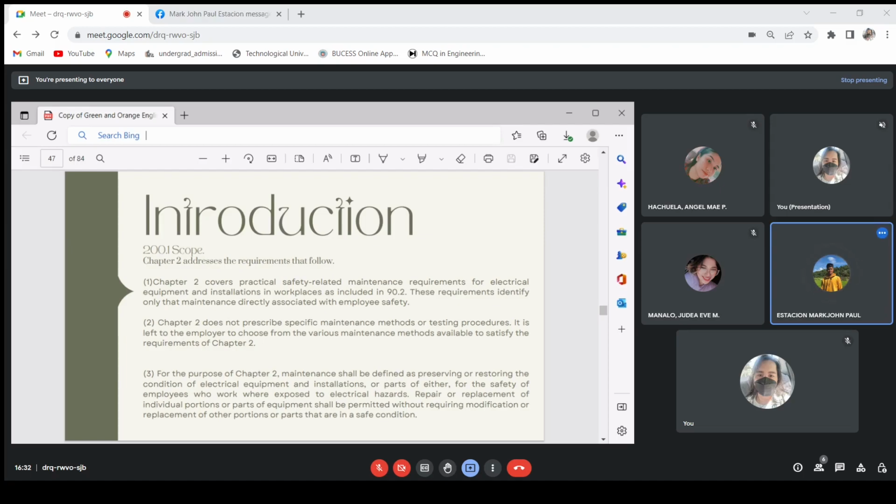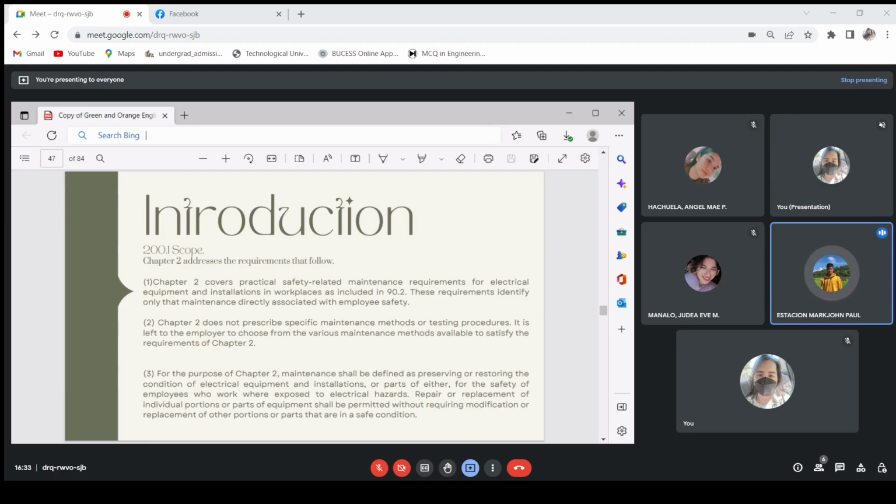Introduction. Scope. Chapter 2 addresses the requirements that follow. 1. Chapter 2 covers practical safety-related maintenance requirements for electrical equipment and installation in workplaces as included in 90.2. These requirements identify only the maintenance directly associated with employee safety. 2. Chapter 2 does not prescribe specific maintenance methods or testing procedures. This is left to the employer to choose from the various maintenance methods available to satisfy the requirements of Chapter 2.